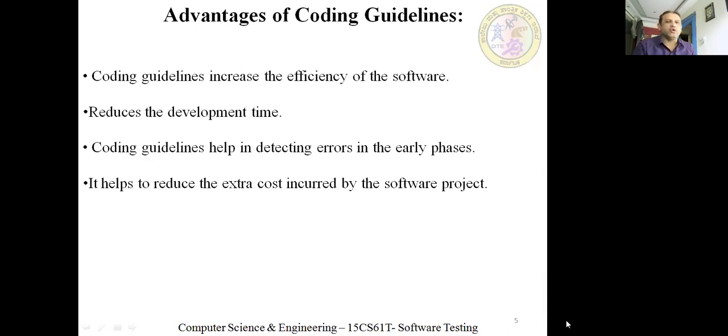The advantages of coding guidelines are, first, that they increase the efficiency of the software. For example, if you are traveling on a two-wheeler and you follow the traffic guidelines, it is safe for you. The same thing applies here. If you follow the guidelines of the particular programming language, then definitely it increases the efficiency of the software. The software will have more efficiency.